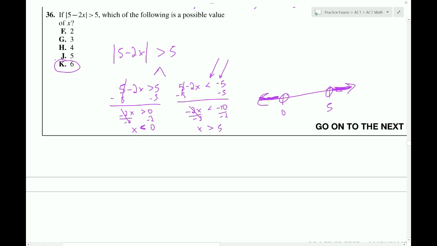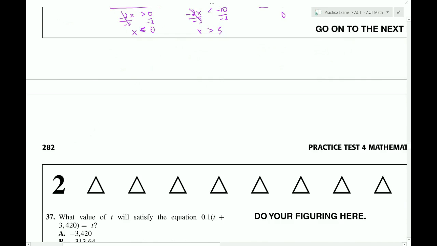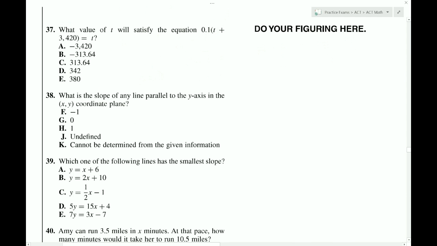Just so you know, anybody's capable of making mistakes, right? What value of t will satisfy this equation? 0.1 times t plus 3420 equals t, right?